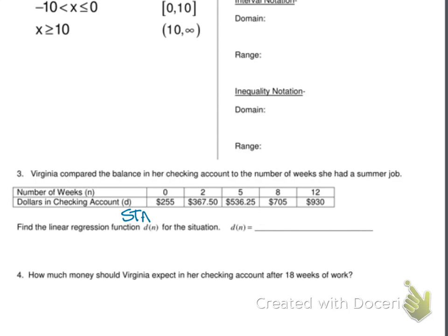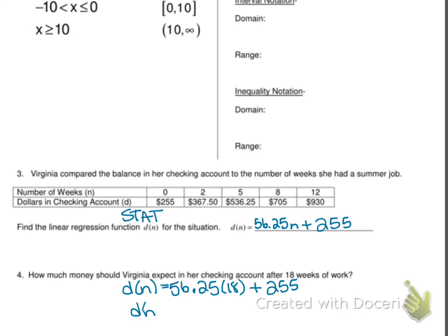Okay, for the next question, you should have used the stat function in your calculator. Most of you did this, however, some people got it wrong, I'm assuming, because they did the wrong keystrokes. Number 4, you just had to plug in 18 for n, and then solve, which should have gotten you $1,267.50. I believe that's right. So that should have been your answer for number 3 and 4.